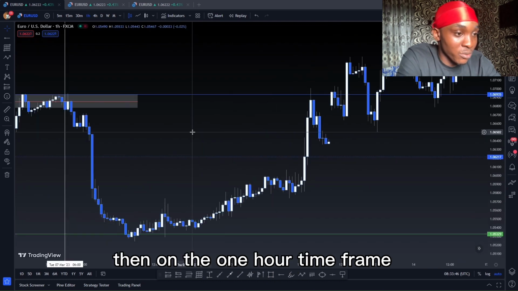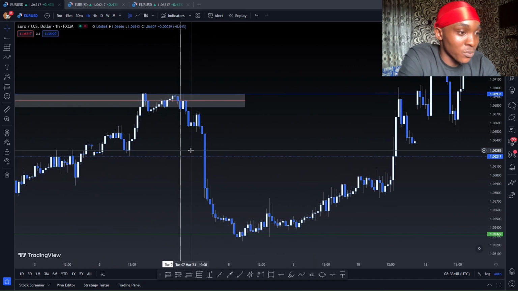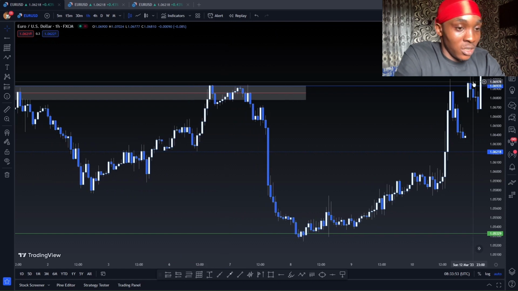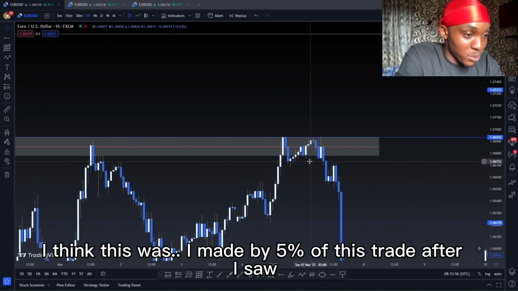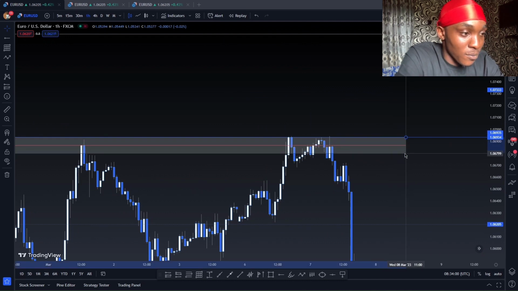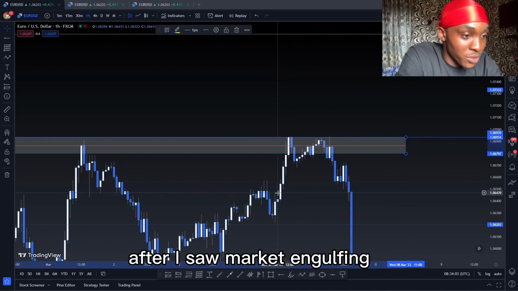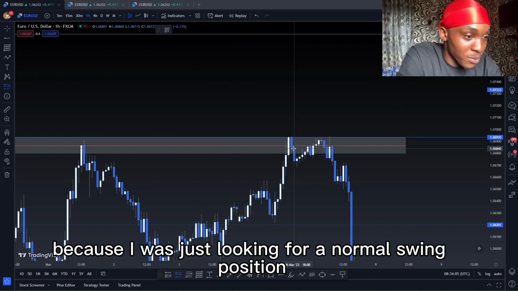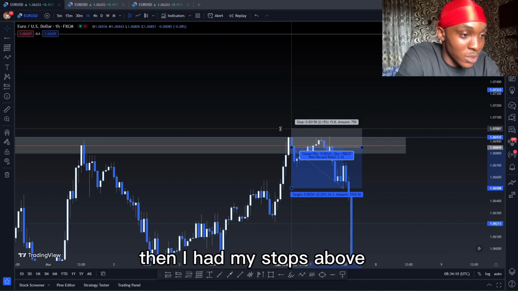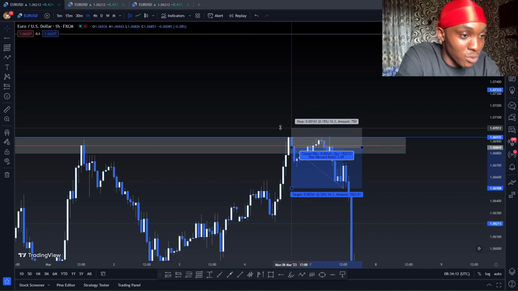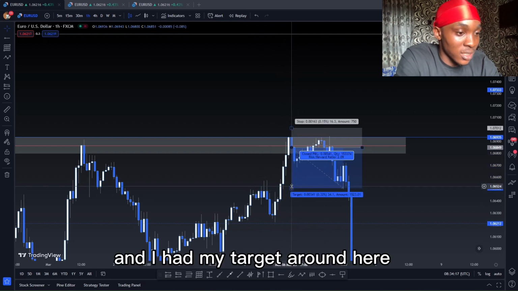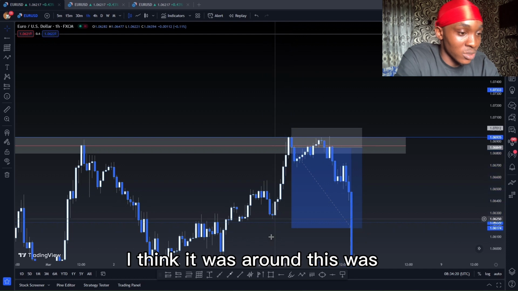Then on the 1-hour time frame, after I saw this, let me remove this. I think I made 5% of this trade. After I saw market engulfing here, I think I entered on the 1-hour time frame because I was just looking for a normal swing position. Then I had my stops above. Yes, I had my stops above, 16 pips stop, and I had my target around here. I think it was around this low here.